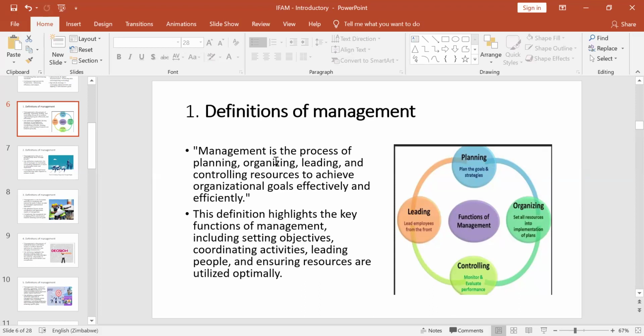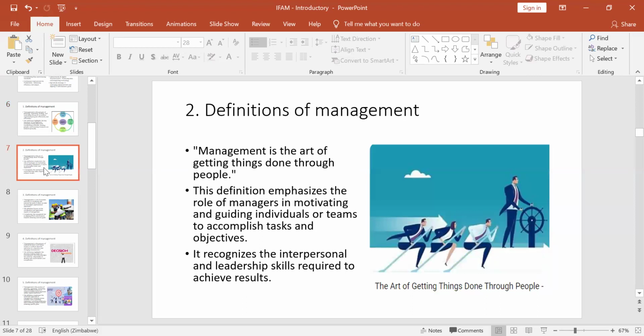So this definition talks about the functions, which are planning, organizing, leading, and controlling. It encompasses setting objectives, bringing together activities, leading people. All those four are covered there. And normally we call these the POLC functions. Anyway, we'll look into that as we go forward with the module.